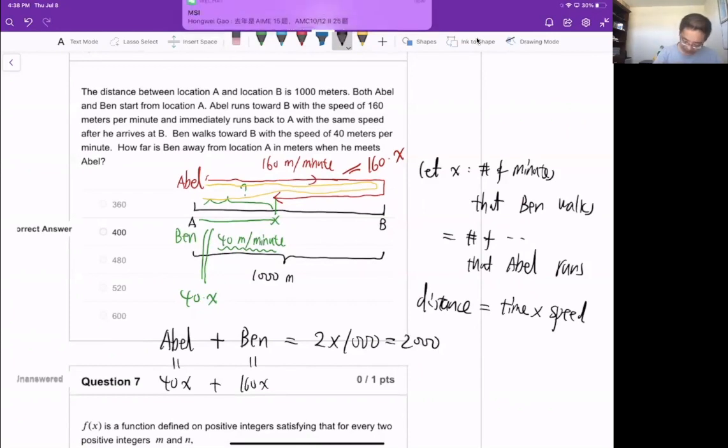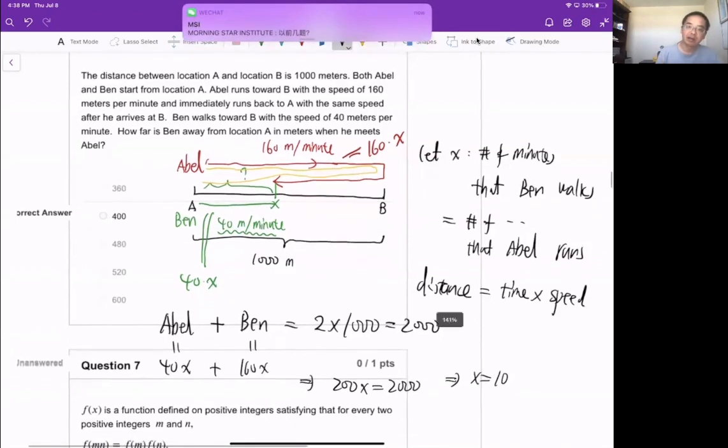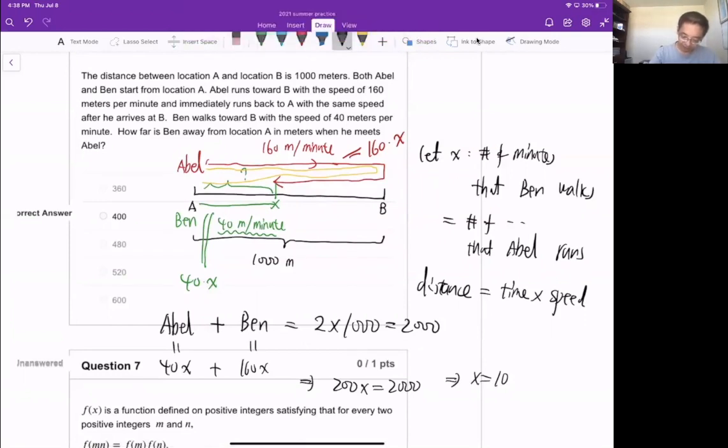So add together. Okay, so from here, we quickly get 200x equals 2,000. So we get x equals 10. So 10 minutes. That's the number of minutes that Abel ran, right? Now, from here, we get distance equals time times speed. So 10 times 40, that's 400 meters.